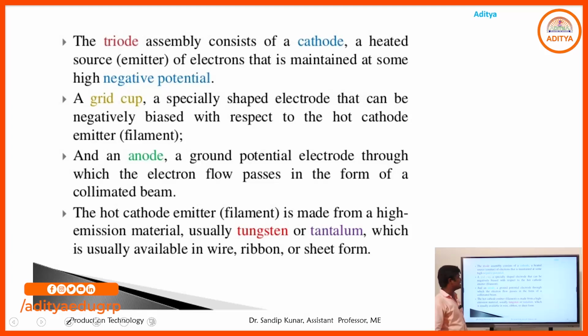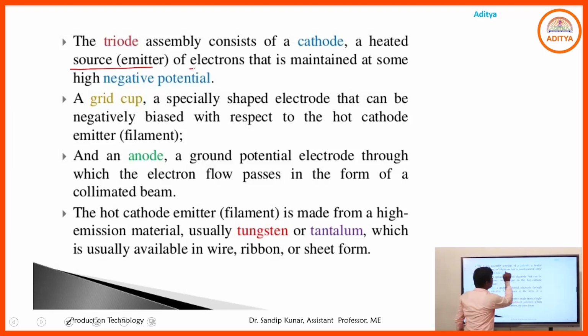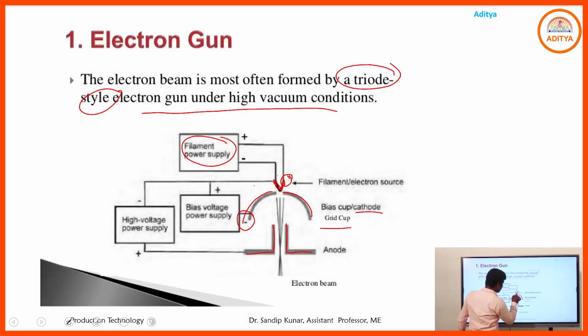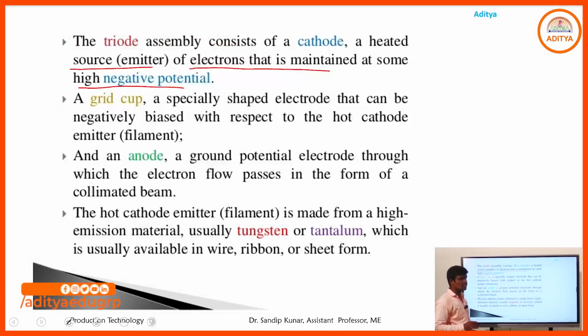In that triode assembly, we have seen that a heated source emitter, here the filament, is given, and it is also maintained at some high negative potential. In a triode style electron gun generator there is just one heat source emitter, here one filament, and that filament will be heated by the provided power supply properly. Due to the higher heating, the filament, the electron source, helps to generate the high electron beam.